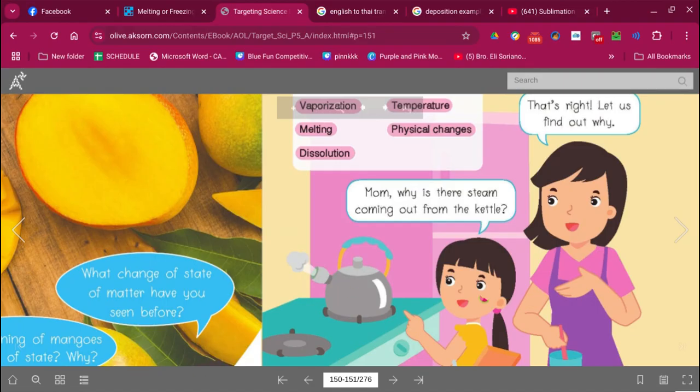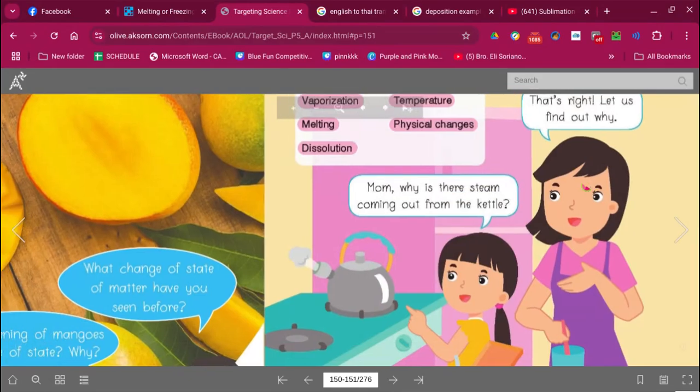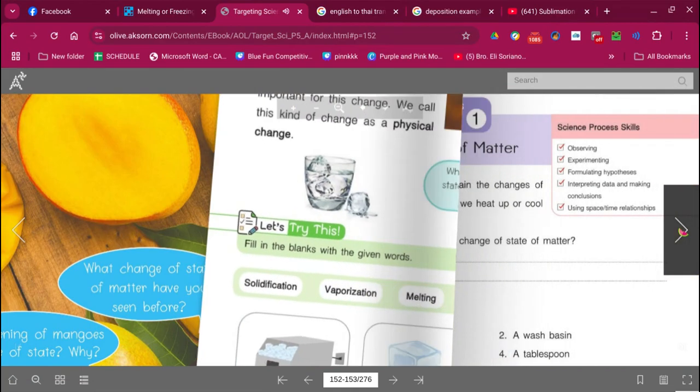So, her daughter asked her mother, "Mom, why is there steam coming out from the kettle?" And the mother said to her daughter, "That's right, let us find out why." So, in our lesson for today, we will find out why the steam is coming out from the kettle. Okay? Okay, very good.